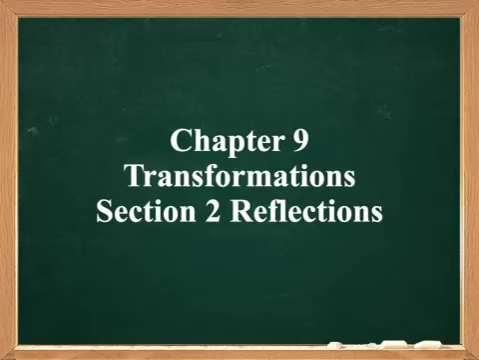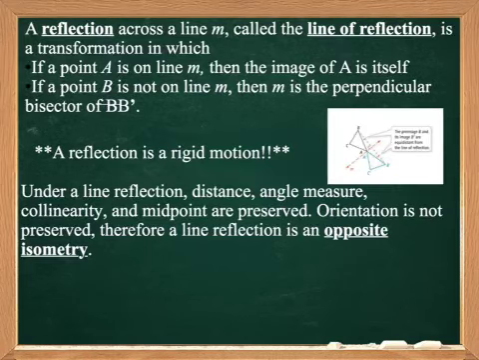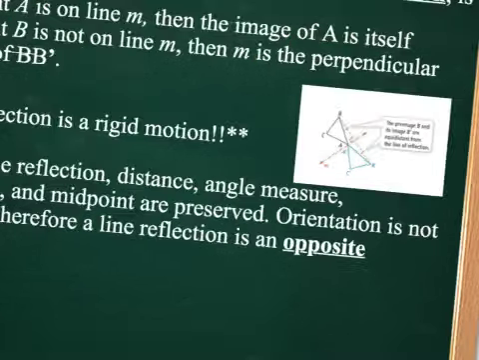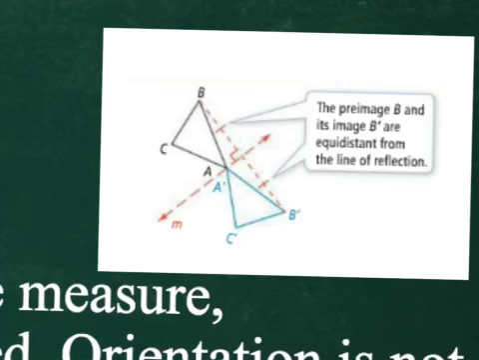Chapter 9, Section 2, Reflections. Now a reflection across a line M, so a line reflection, where a line M is called the line of reflection, is a transformation in which if a point A is on line M, then the image of A is itself. So we can see here, point A is on line M, so A prime is just itself. When it reflects, it's on the line of reflection, so it stays itself.